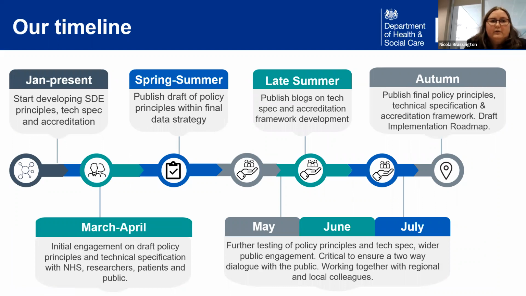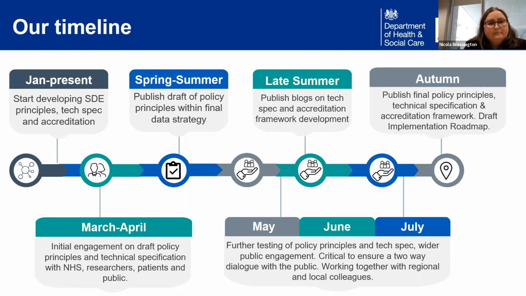So this is my last slide. I was just going to quickly run through the timeline of where we're up to. So across the top is a timeline of those products I've spoken about, and at the bottom it's that public engagement. So from January around till now, we've been starting to develop the principles, the tech spec, and the accreditation to have some base to work off of. At the end of spring, beginning of summertime, we will be publishing those policy principles, which will go in the data strategy. As I've mentioned, they will be open for collaboration with people and comments coming back as well. So that's not exactly a done deal with those.